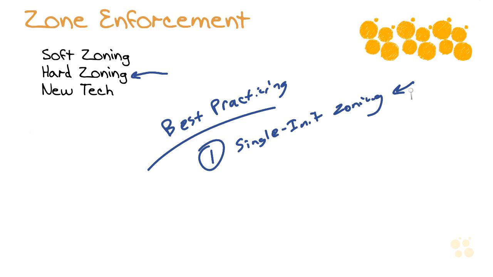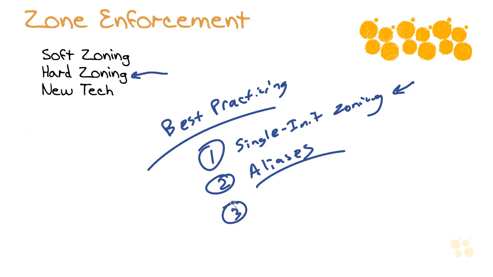But really enhancing the number of zones that you use for locking down particular communications is still considered a best practice. The second one is to simplify management. We really want to focus on using aliases whenever possible.